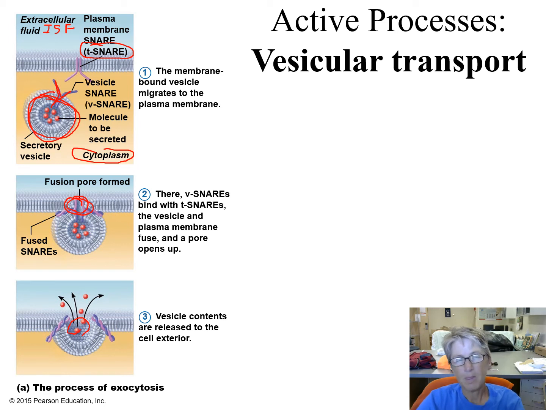This is not on the test, but these SNAREs are kind of cool because they help direct the vesicle to the right place in the plasma membrane.